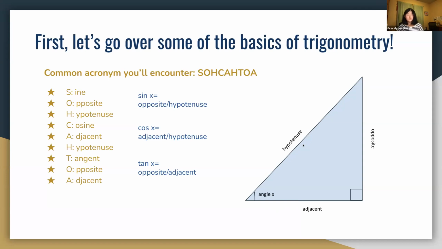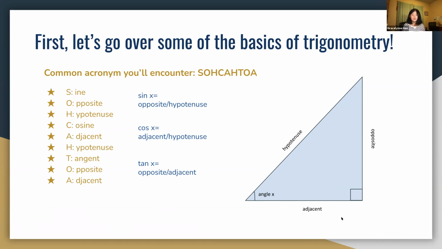And finally, we move on to our last basic trigonometric function, tangent. TOA represents tangent, opposite, adjacent. And this one just means the tangent of angle x is equal to the opposite length divided by the adjacent length. So that is the basics.